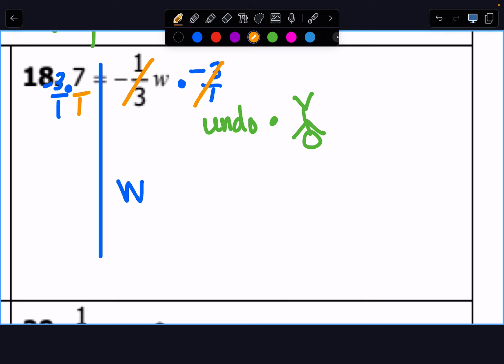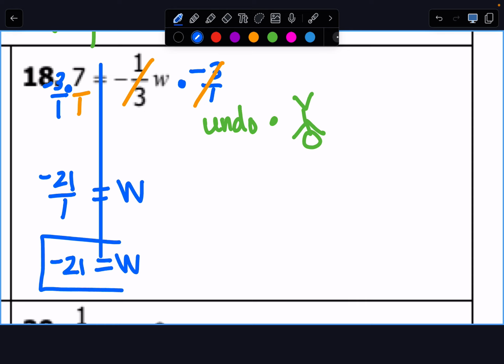Right here, we have -3/1 times 7/1. -21/1. So can we just write -21/1, but we know that over 1 isn't necessary. If you keep it like that, I'm not going to be upset, but -21 would be our answer. Okay, how do you feel about that? Meh? Right.